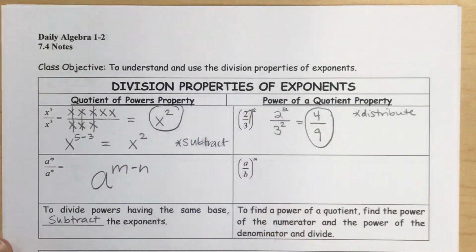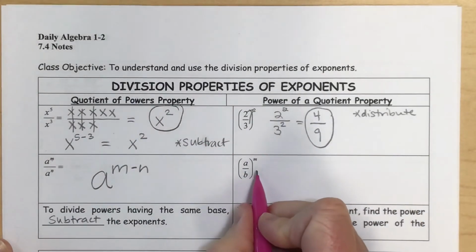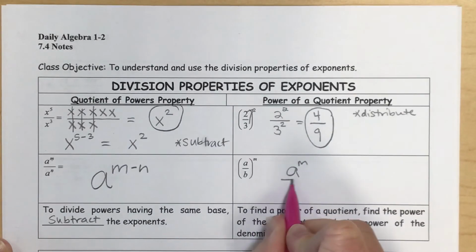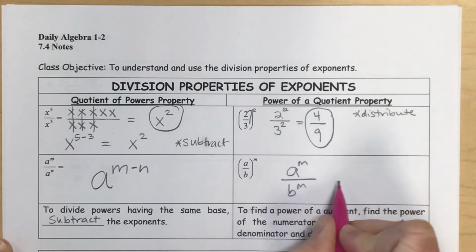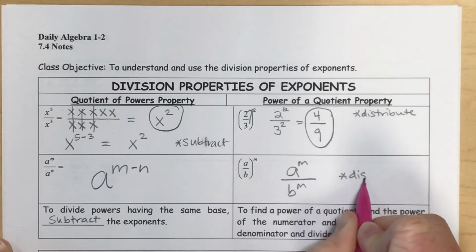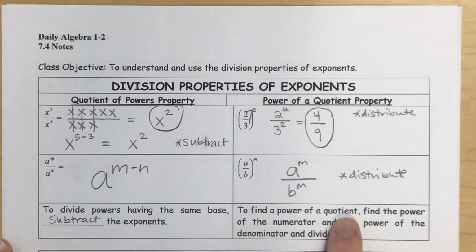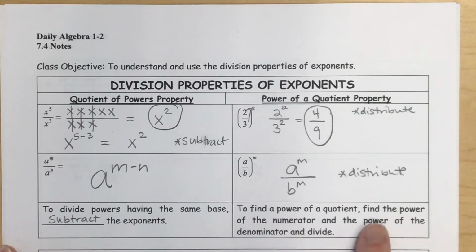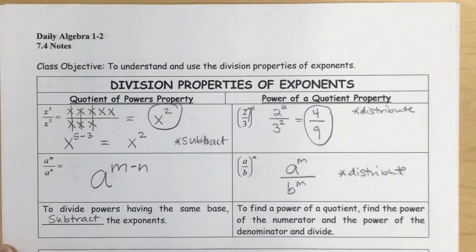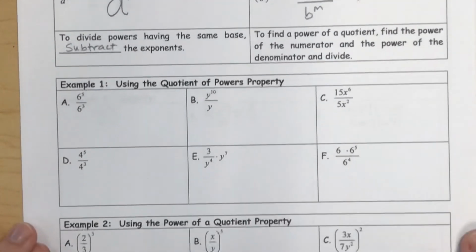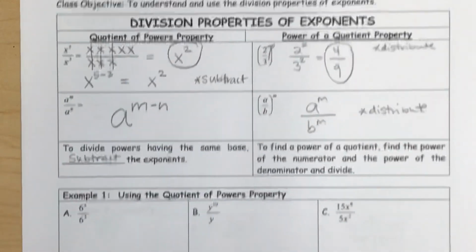This one was x squared. And again, like I said, distribute here. We'll have a to the m and our different base b also to the m. So distribute. To find a power of a quotient, find the power of the numerator and the power of the denominator, and then divide if you can. And those are our two rules. In the next couple videos, you'll see examples of each of those two properties. So stay tuned.